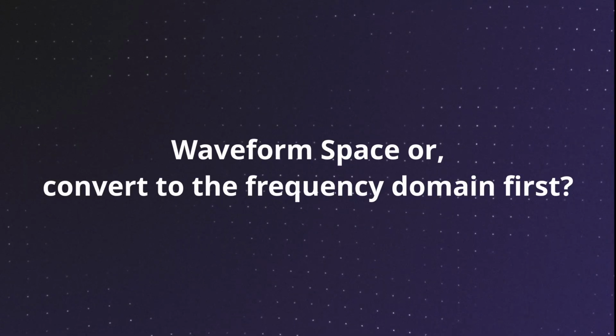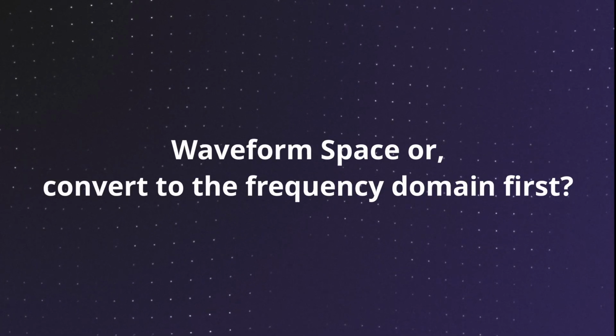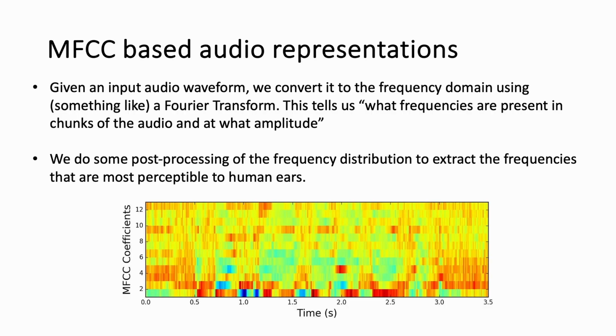First, you can decide if you want to train in the waveform space or you want to train in the frequency space. A lot of earlier deep learning methods used something called the MFCC to model the speech. Basically, given the speech waveforms, you do some Fourier transforms to convert your original waveform into the frequency domain, and then you extract the frequencies that are most perceptible by humans. And doing this, you end up with a very compact representation of your audio, and then you can use machine learning on top of this.